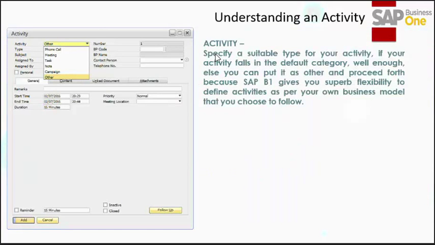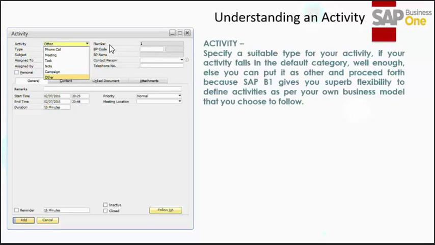Now, understanding an activity. You can specify a suitable type for your activities. If your activity falls in the default category, it is good, else you can put it as other and proceed forward, because SAP Business One gives you super flexibility to define activities as per your business model.